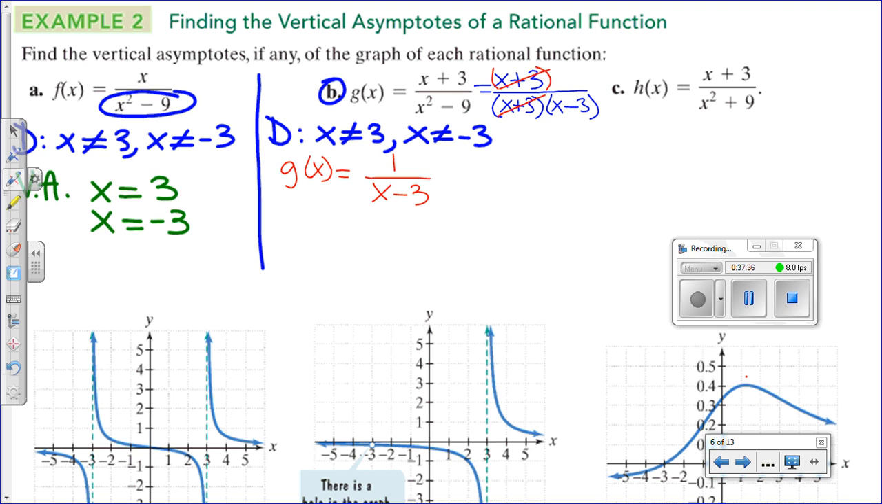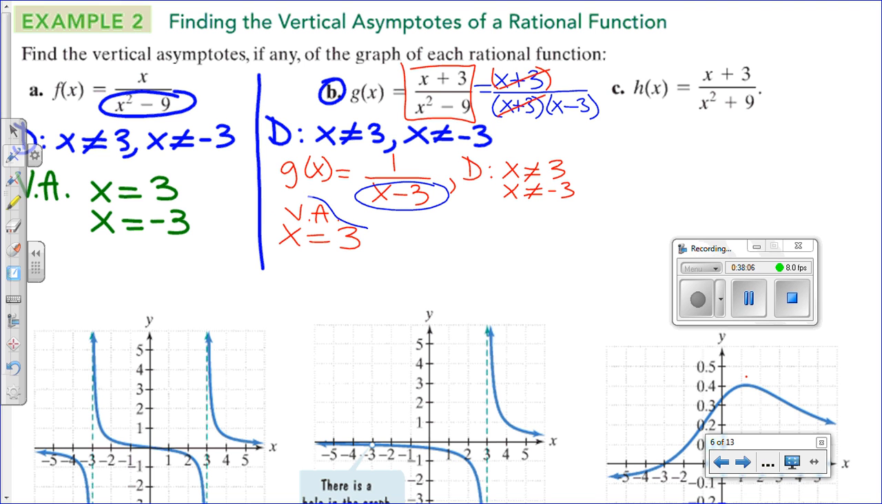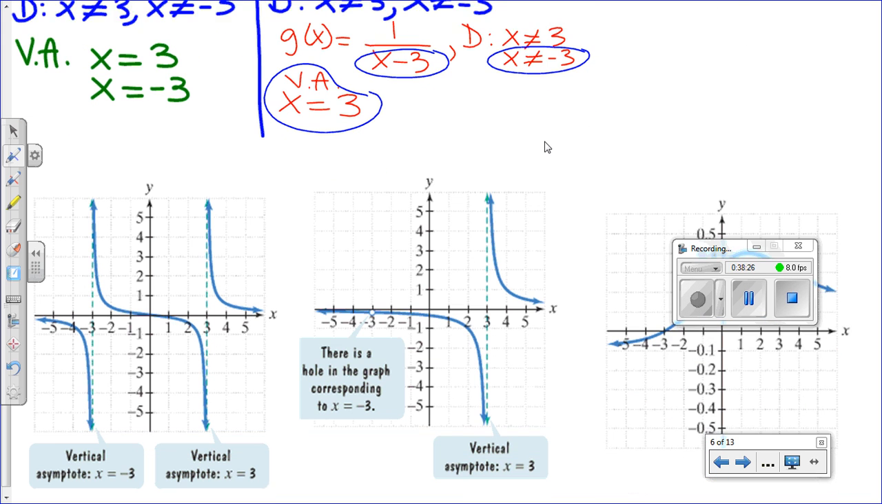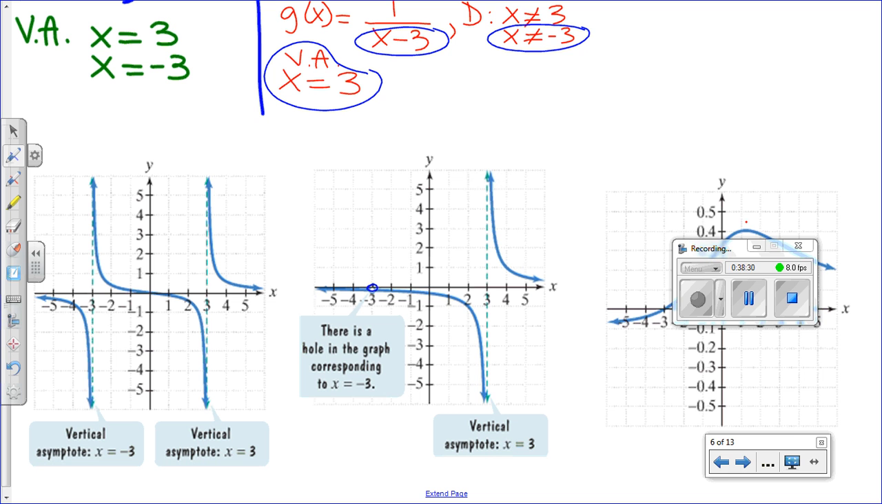However, for the domain, we still need to consider the original function. So the domain of this function, even in reduced form, is still x cannot equal 3 and x cannot equal negative 3, because we're going from the original. But to find the vertical asymptotes, the only asymptote will be x is equal to 3, the one that comes from here. That will be your vertical asymptote. So what happens with the other restriction of the domain? I'm talking about this particular number. Even though it doesn't become an asymptote, it will become an open circle or a hole on the graph.